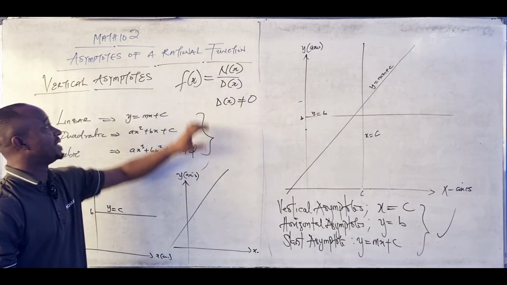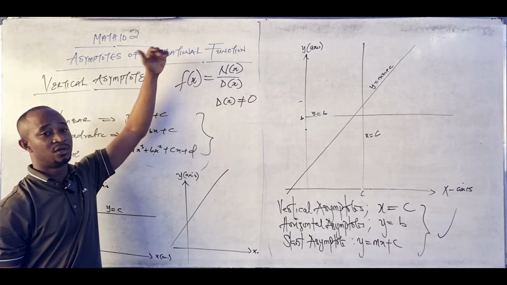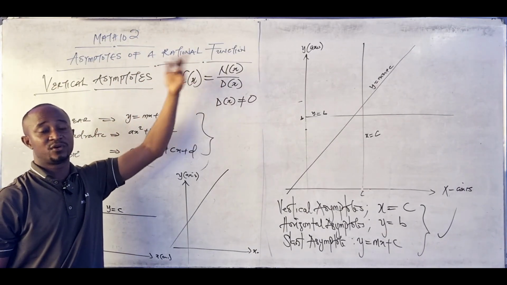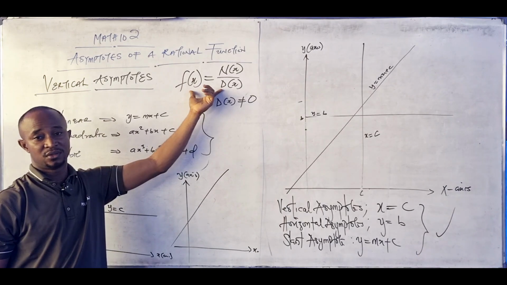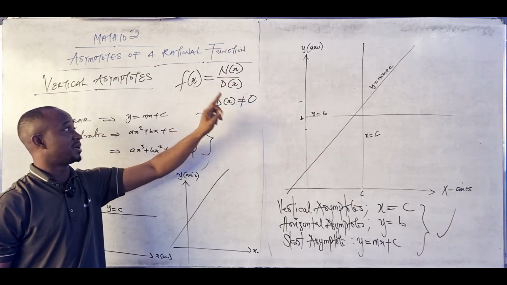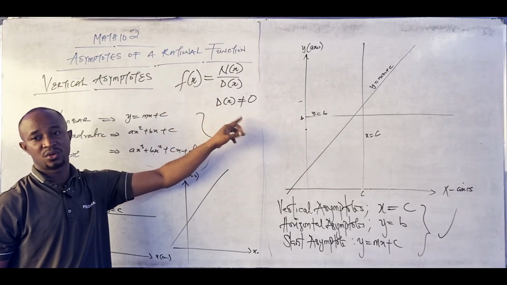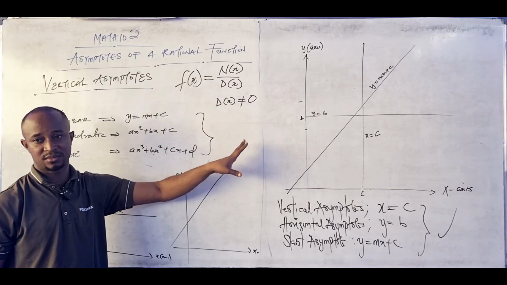This is only where we can experience an asymptote of a function. What kind of function? A rational function, where we have both numerator and denominator. And we say that the condition for this to exist is that your d(x) must not be equal to 0. Do you get the concept?